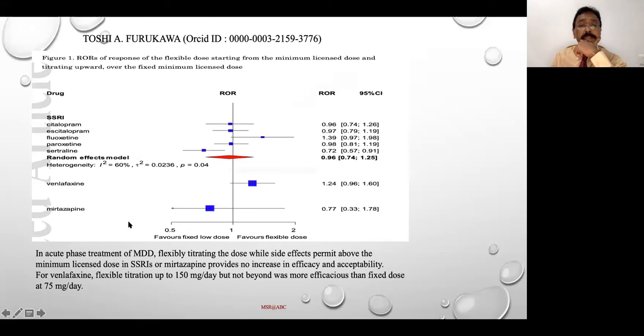If you look at this forest graph, SSRIs, venlafaxine, methotrexate. Here what they say is that this is a flexible dose, that is, let us say escitalopram 20, 30, 40, 50, 60 like that. This is a fixed low dose. What is the fixed low dose?